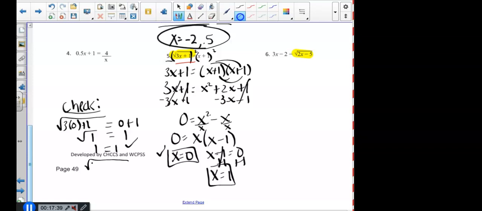The square root of 3 times 1 plus 1 needs to be equal to 1 plus 1, which is 2. 3 times 1 is 3, and 3 plus 1 is 4. The square root of 4 needs to be equal to 2. And we can see that 2 equals 2. Therefore, in this case, there are no extraneous solutions.